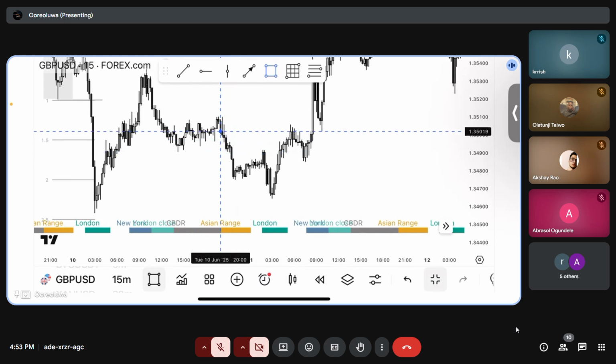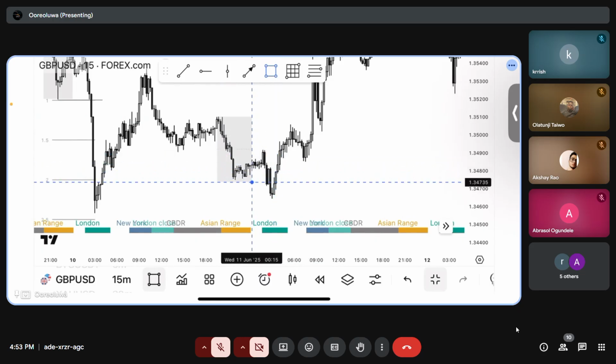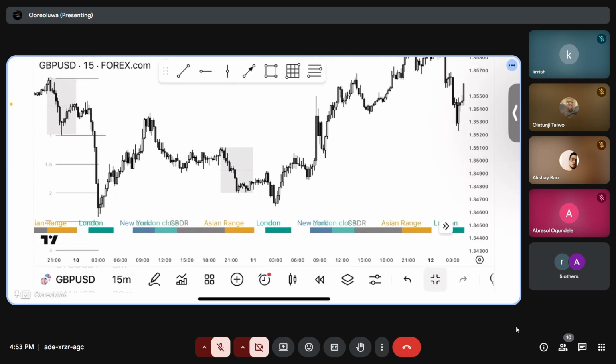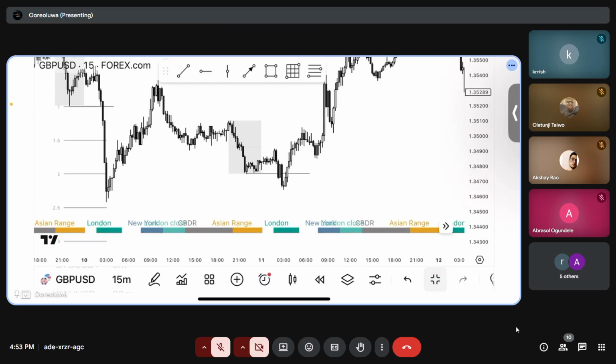So this is Asia. You can mark it from this high actually. It's closer. So this is Asia, right? So price took out Asia. Right? Price took out Asia. You mark out your standard deviation.